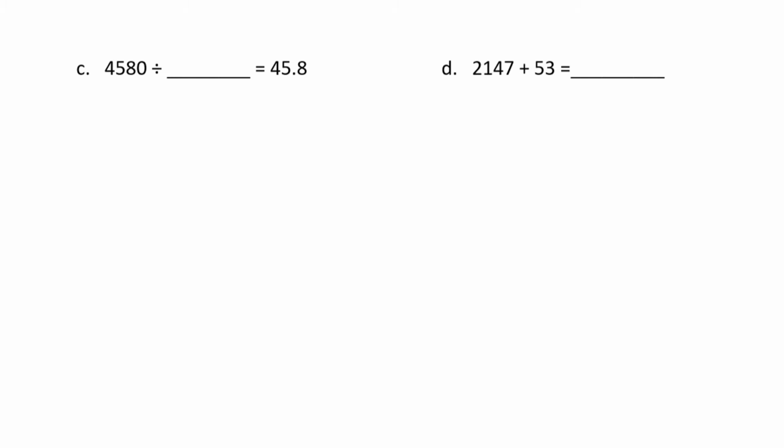I'll look at the third one here. So 4,580 divided by something equals 45.8. We know that the numbers are the same, it's just that the decimal point has been moved. So that's the decimal point at the moment, and the decimal point was here. To get from that position, it's moved over 2 spaces. So that means I've divided by 100. I need the same number of zeros as I have decimal places moved.